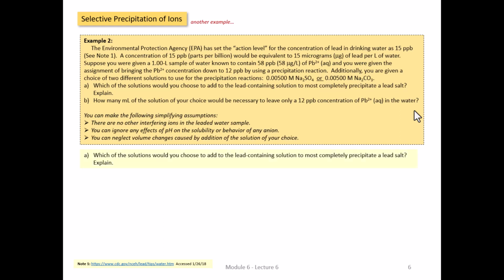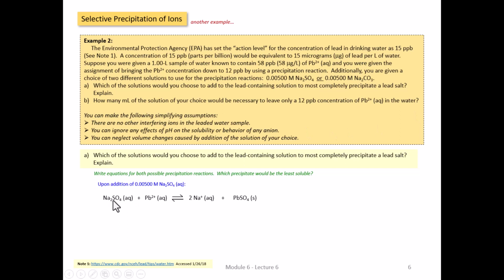So let's answer the first question. Which of the solutions would you choose to most completely precipitate out a lead salt? Well, you can simply write equations for both possible precipitation reactions and then ask yourself which precipitate would be the least soluble. So let's say you chose to add sodium sulfate solution to your 1 liter solution containing lead. What would the reaction look like?